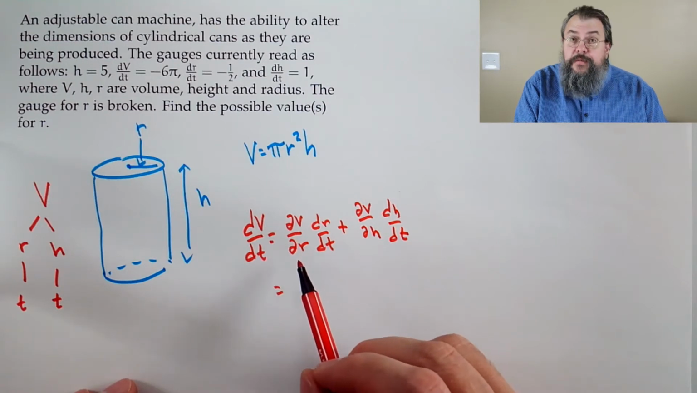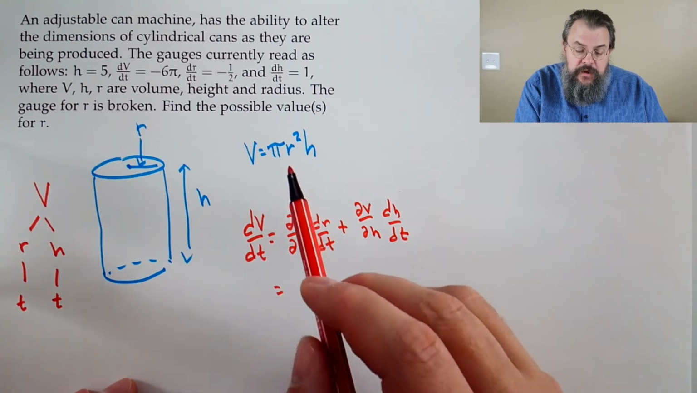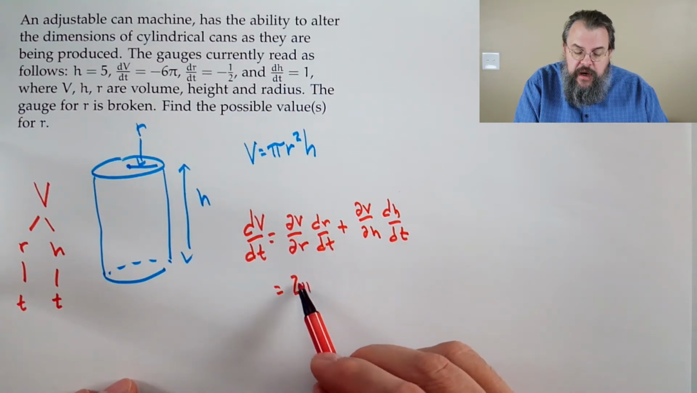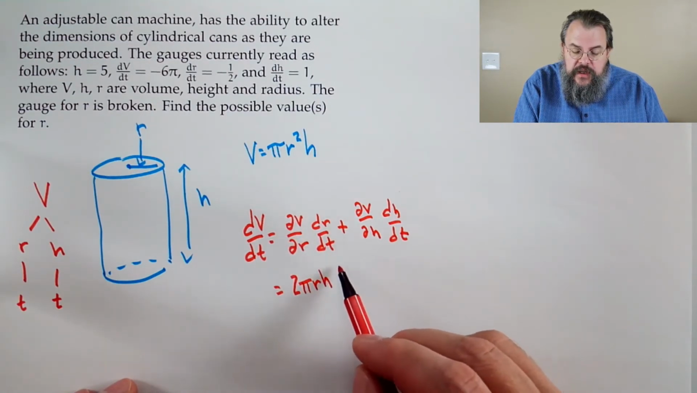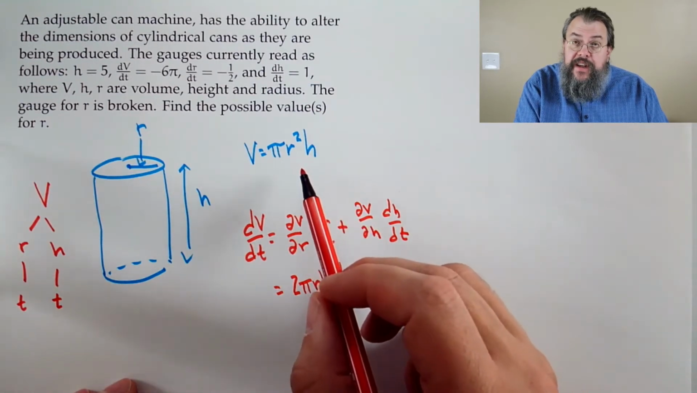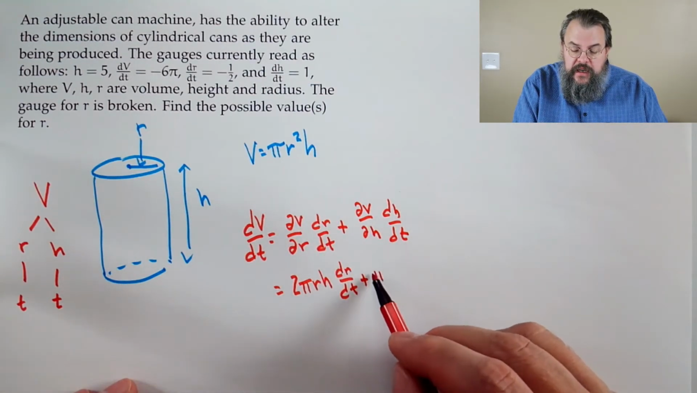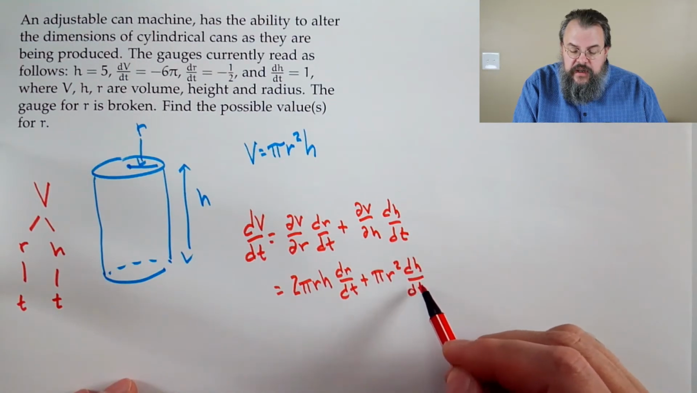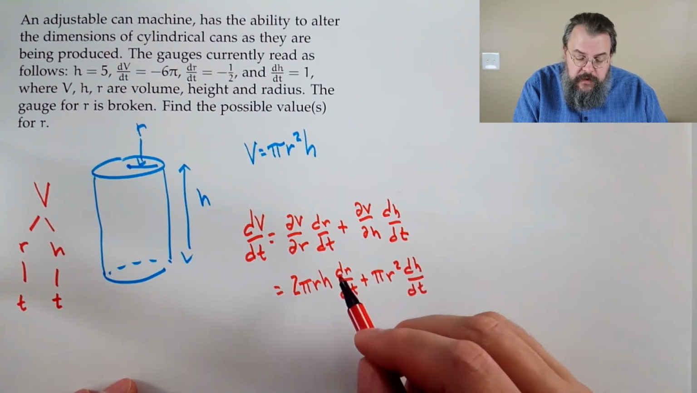Well, what is partial V partial R? Well, if we come up here, take the derivative with respect to R, we'll get 2 pi RH times dr/dt. Take the derivative with respect to H, pi r squared dH/dt. Wonderful, wonderful.